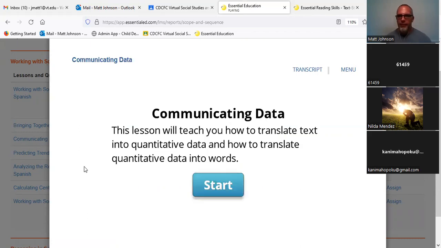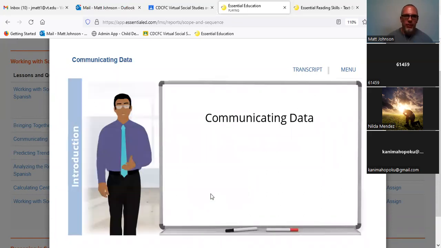Hi there. This is the lesson on communicating data. This lesson will teach you how to translate text into quantitative data and how to translate quantitative data into words. All right, let's go. You and I live in the information age. That means we're constantly surrounded by data.